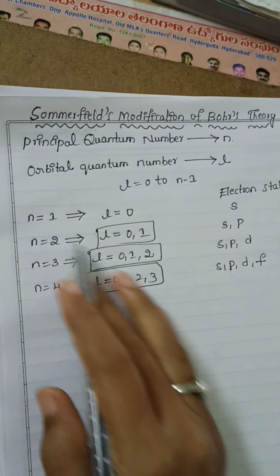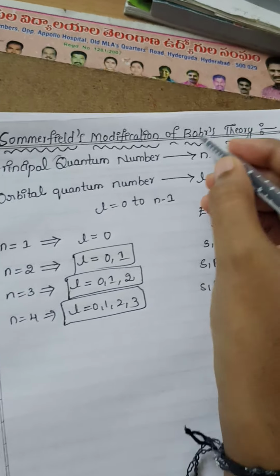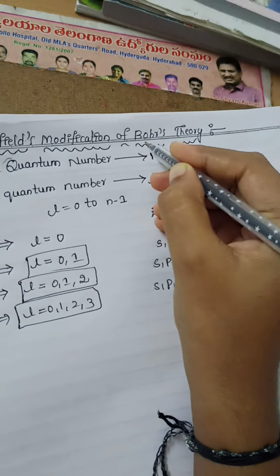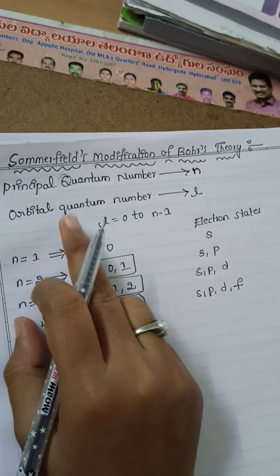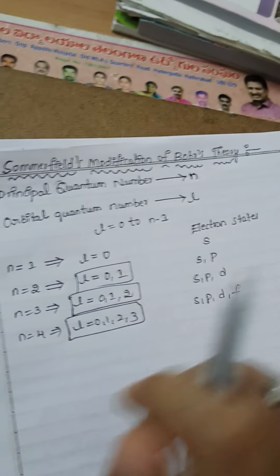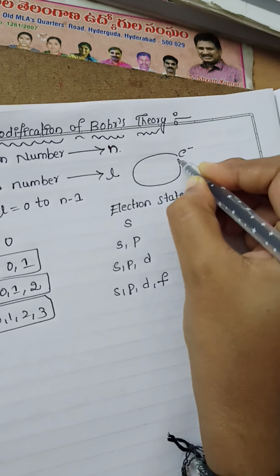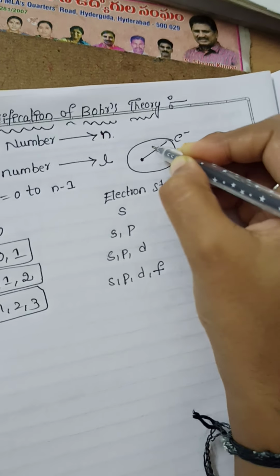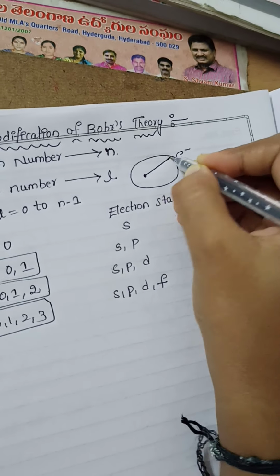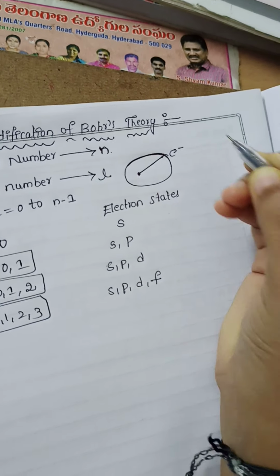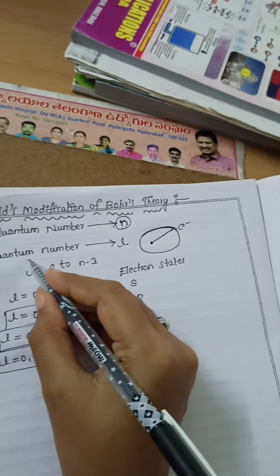Okay, continuation class. So, Sommerfeld's modification of Bohr's theory. In this case, the principal quantum number is n. Already we have discussed in Bohr's theory that the principal quantum number is n. And here I would like to consider the orbital quantum number L. Whenever the electron revolves around an elliptical orbit with the nucleus at one of its foci, there is a radial angular momentum and a transverse angular momentum. So here the principal quantum number is n and the orbital quantum number is L.